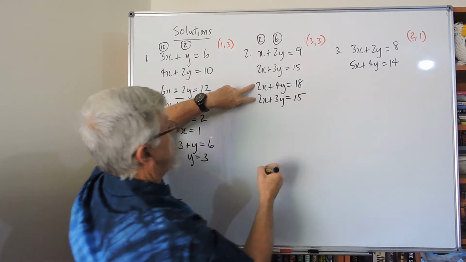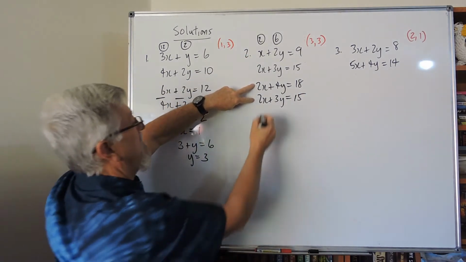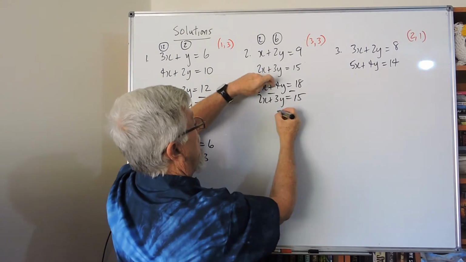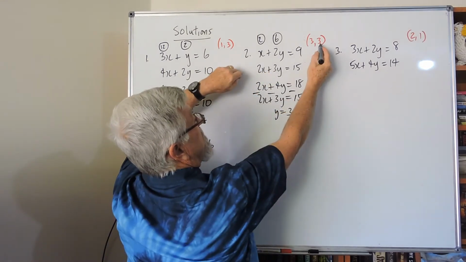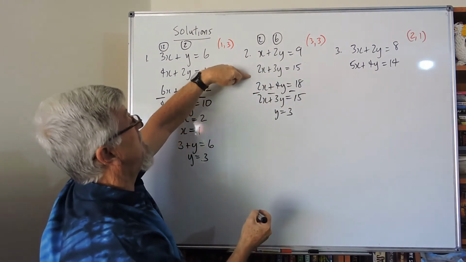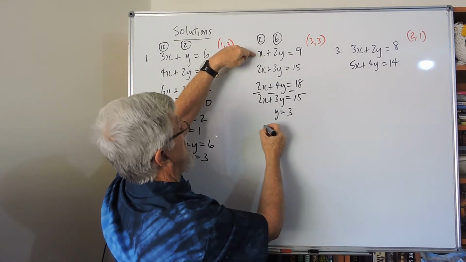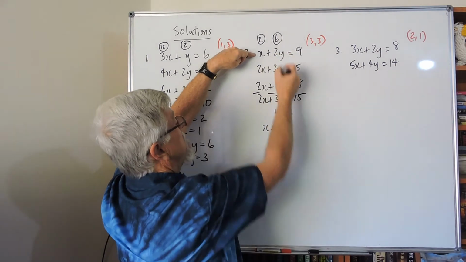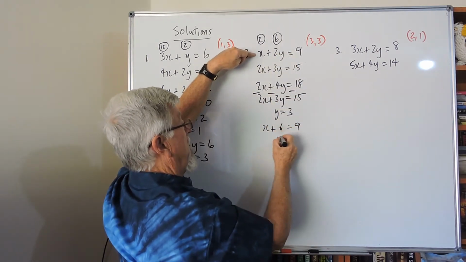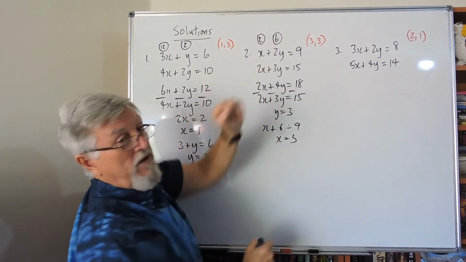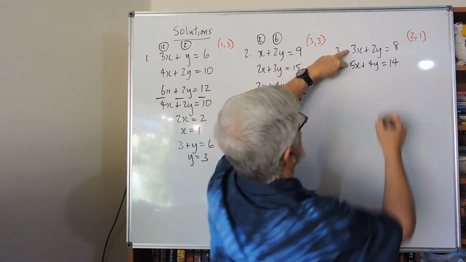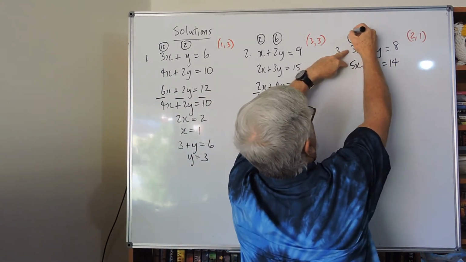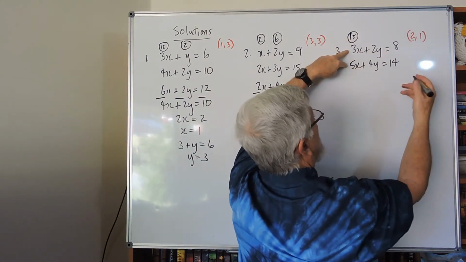Same size, so I subtract them. That's y equals 3, which is nice. That's what I knew I was supposed to get. Substitute, so I've got x plus 6 equals 9, so x equals 3, and I've got my 3 and 3, which is correct. This one here, the 3 5s are 15. The 2 4s are 8, which is not the lowest common multiple.